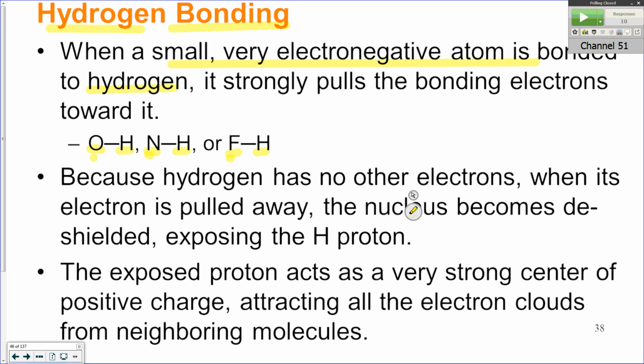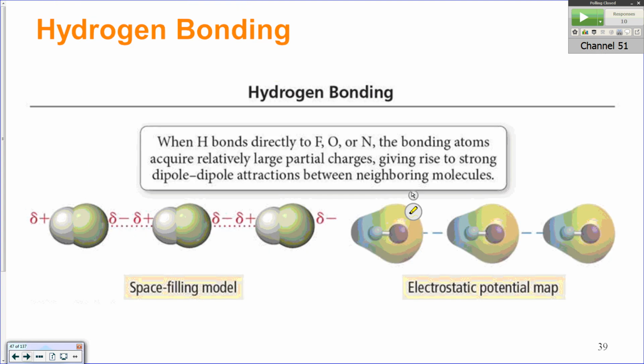When those occur, because hydrogen doesn't have any other electrons, remember hydrogen's atomic number is one, with one electron. When that one electron is pulled away from its nucleus, it deshields the nucleus and exposes the positively charged nucleus. That deshielding makes it a very strong center of positive charge, and it attracts electron clouds from neighboring molecules. We call this the hydrogen bond, or H bond.